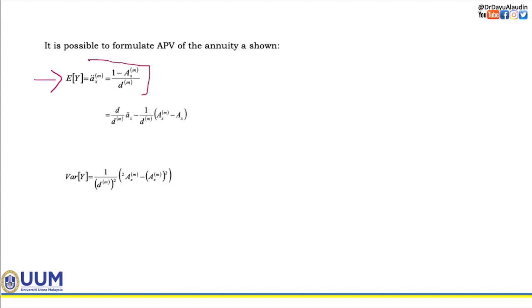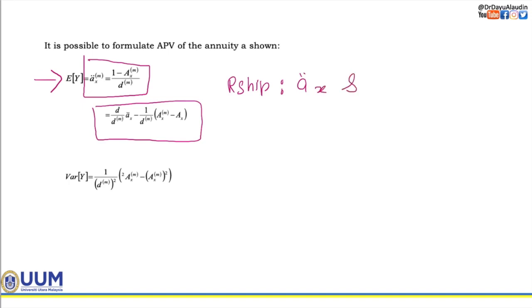So from here we get this one. So this is the relationship between annuity and insurance. Since it is discrete, the insurance is also discrete. And this is how we find the variance from the expected values.